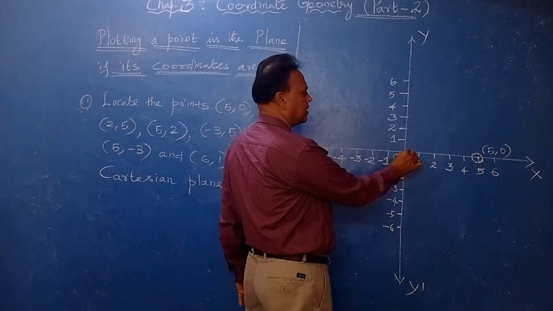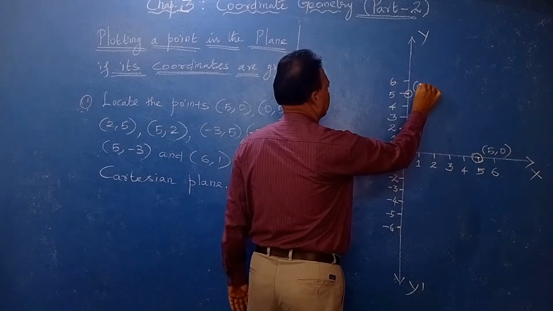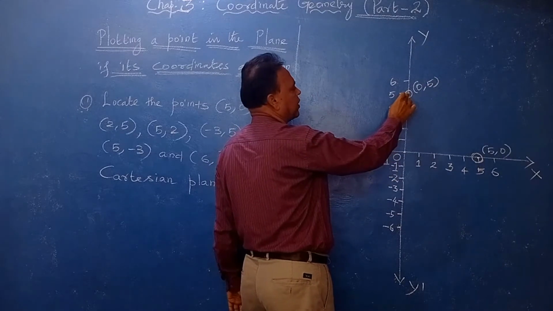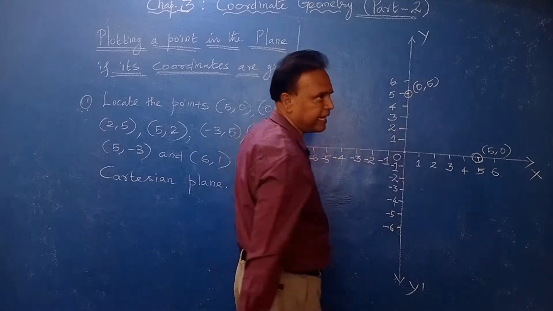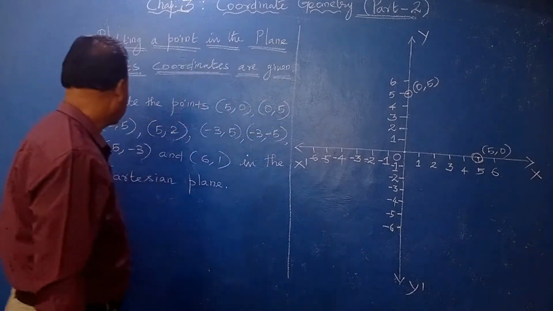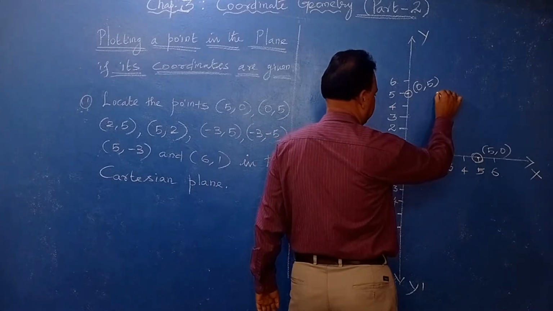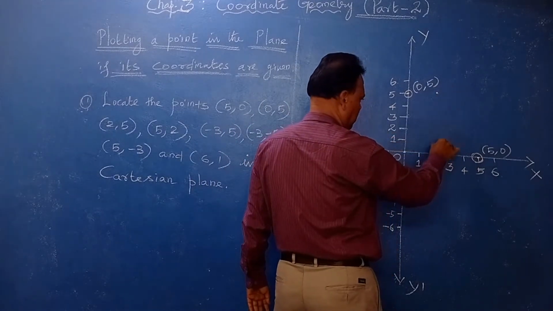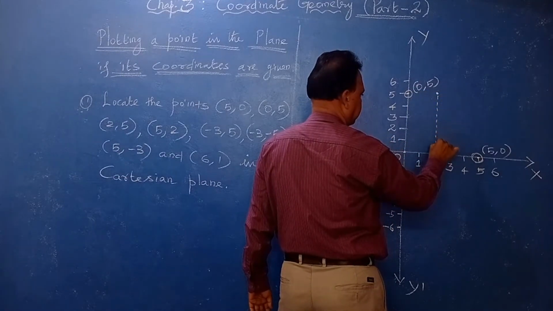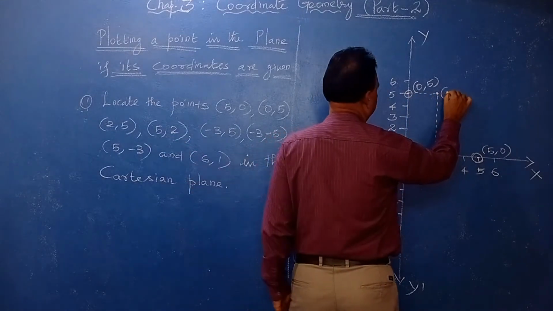Here x is 0, y is 5. So this is (0, 5). First 0, then 5. X is 0, y is 5. So when the x coordinate is 0, the point lies on the y axis. Always remember. Then (2, 5). In x, where is 2? Here. 5 is here. So draw perpendicular, here draw perpendicular. This point is (2, 5).